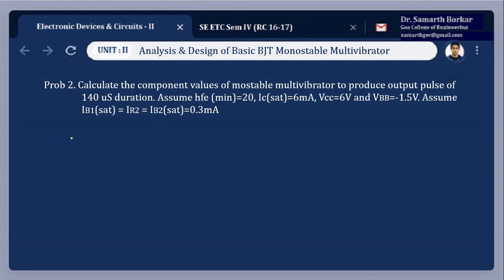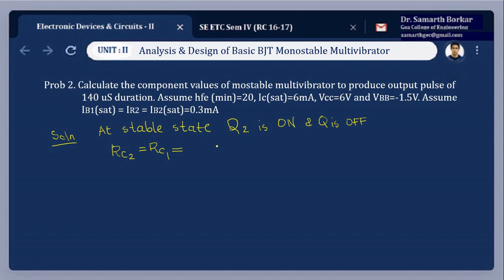So first you need to write down the given data, then the solution. At stable state, transistor Q2 is on and Q1 is off. With this in mind, we can write RC2 equals RC1. Typically, the collector resistors for both the transistors Q1 and Q2 are identical, meaning of the same value. So RC1 equals RC2 equals, you can write the expression, VCC minus VCE set divided by IC set.